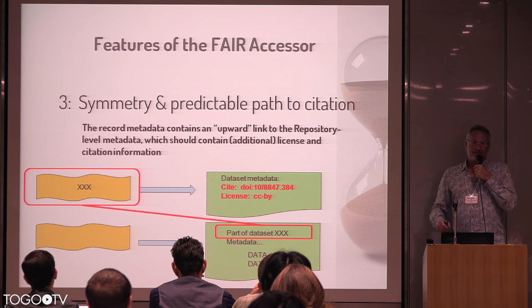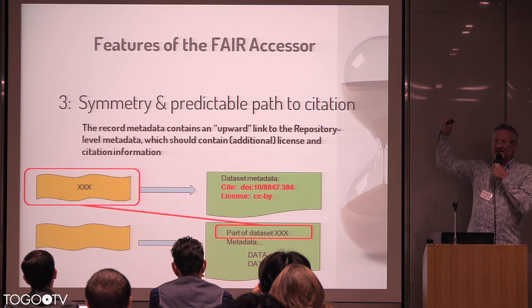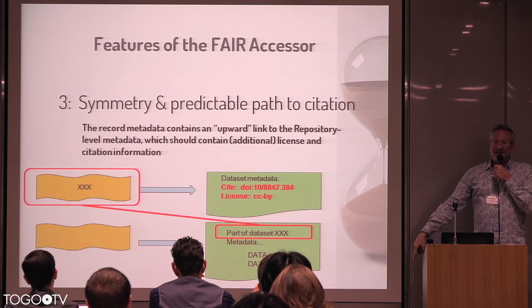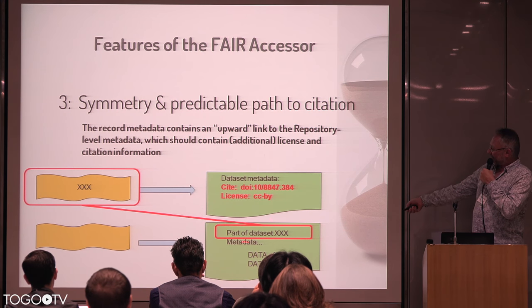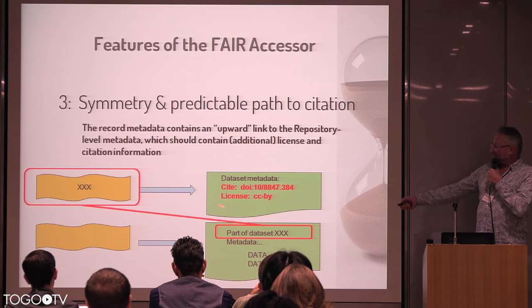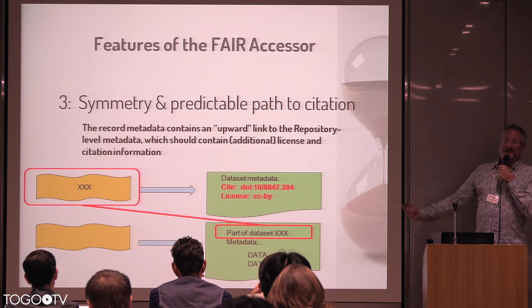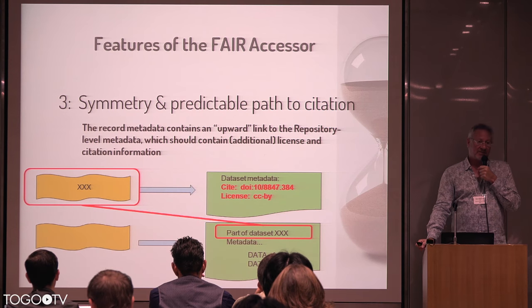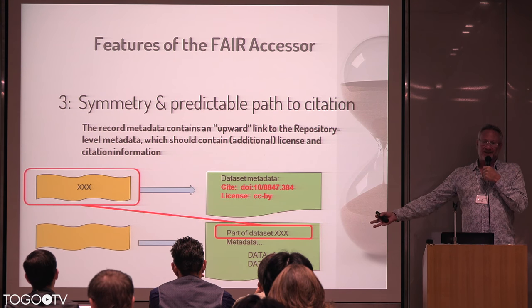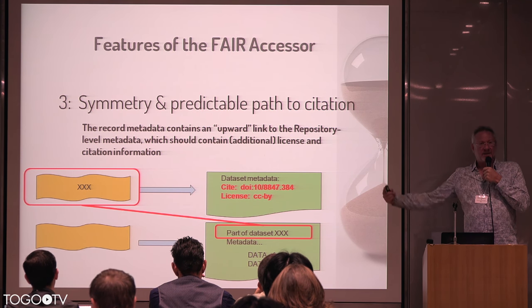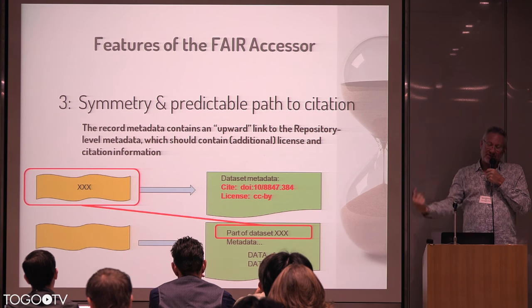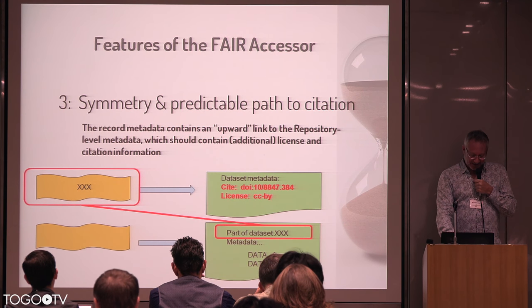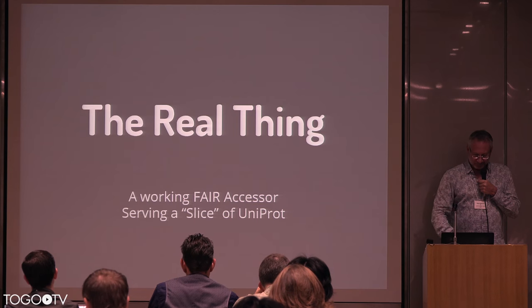And there's symmetry. So my machine can traverse down the hierarchy, but it can also traverse back up, because I'm using, for example, the part of dataset predicate to point back upwards to the location of, for example, citation metadata. So I have a record metadata, like how do I cite it? My machine knows if I traverse back up, I can get to license, citation, and so on.